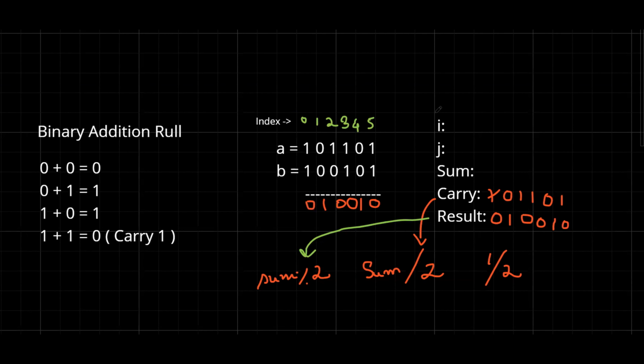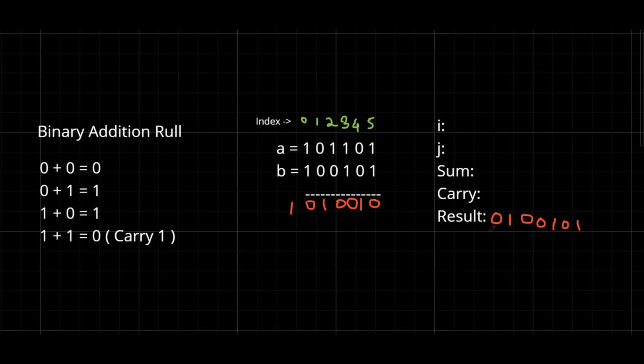But now our i and j will become out of bound. But wait, we have a carry here. So the algorithm must continue. So for this situation, the summation value is 1, which is the carry. And for the last bit, for the result, we have to apply the modular operation between 1 and 2. So if we apply the modular operation between 1 and 2, the result will be 1. So we have to append the result 1 here and here as well. And finally, the iteration is over.